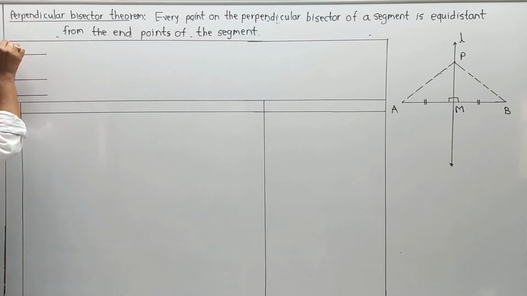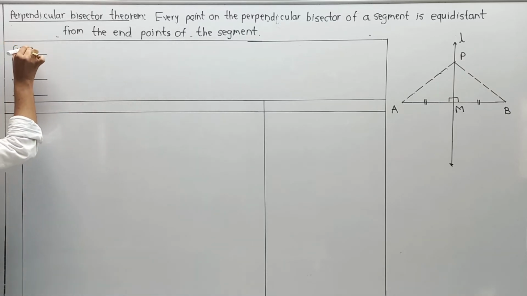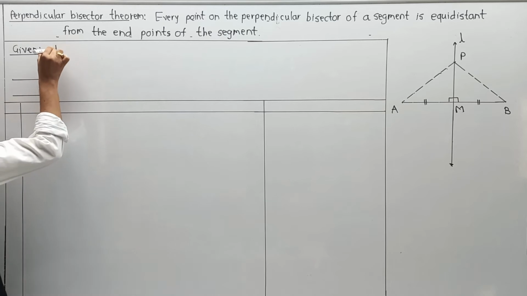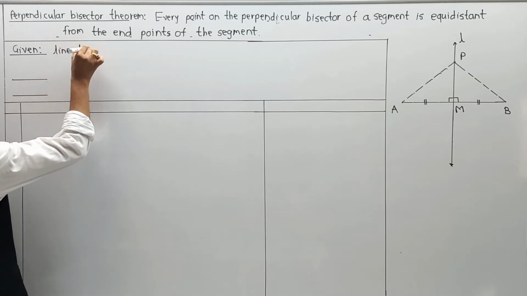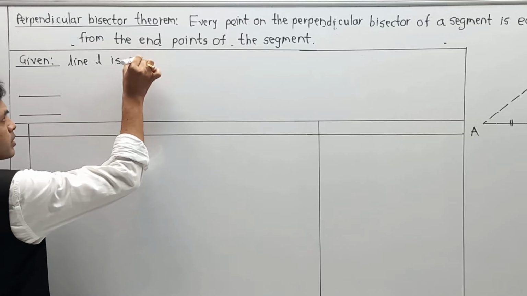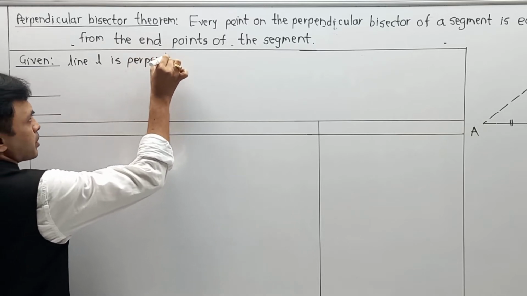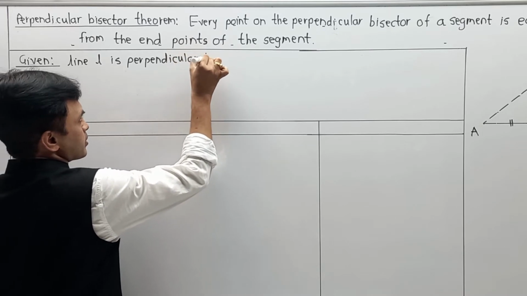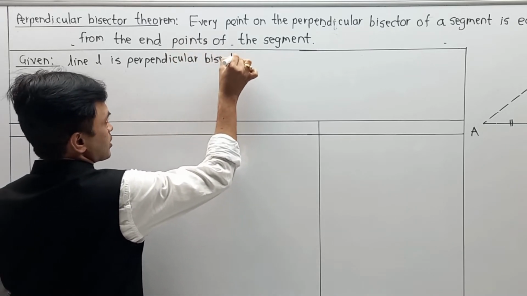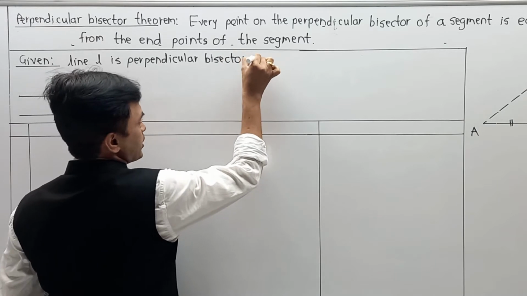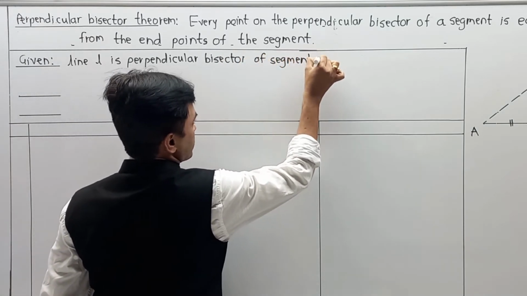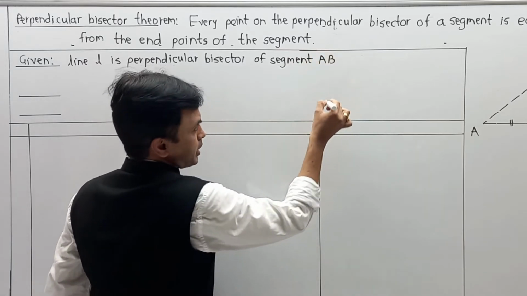So starting with given. As per the given part, from the diagram point of view, line L is the perpendicular bisector of segment AB at point M.